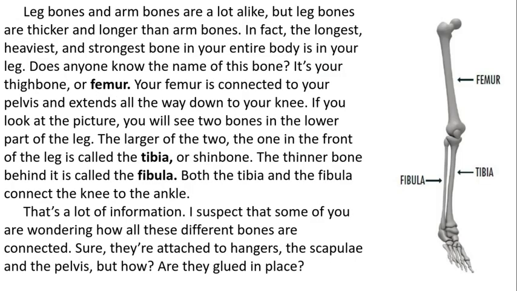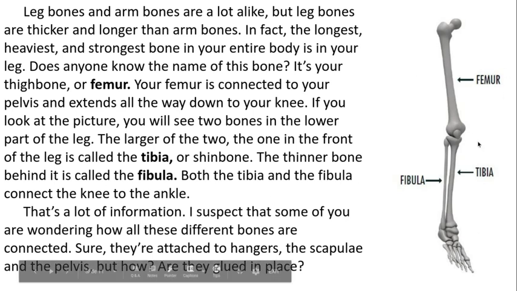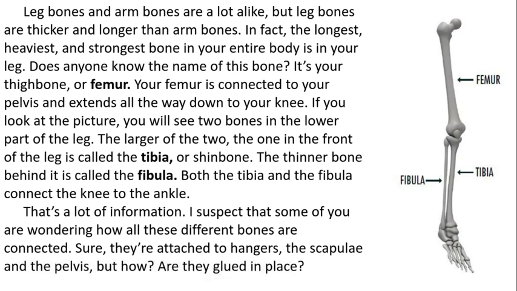You can see the diagram over here about our leg bones. Leg bones and arm bones are a lot alike, but leg bones are thicker and longer than arm bones. In fact, the longest, heaviest, and strongest bone in your entire body is in your leg. Does anyone know the name of this bone? It's your thigh bone or femur. Your femur is connected to your pelvis and extends all the way down to your knee.